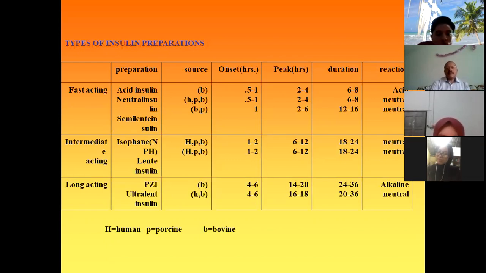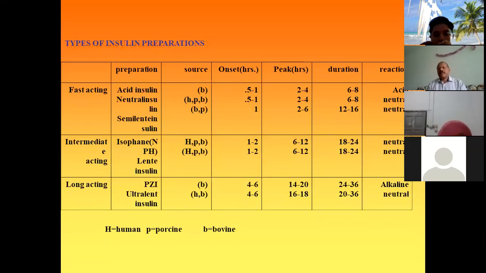What about the source? Acid insulin and neutral may be bovine or porcine or human. And the stimulant may also be bovine or porcine. What about the onset? On average, for fast acting, the onset may be after half an hour up to 1 hour. So it's rapidly acting, because after about 30 minutes I may have an effect. The peak of the action may be after 2 hours, up to 4.